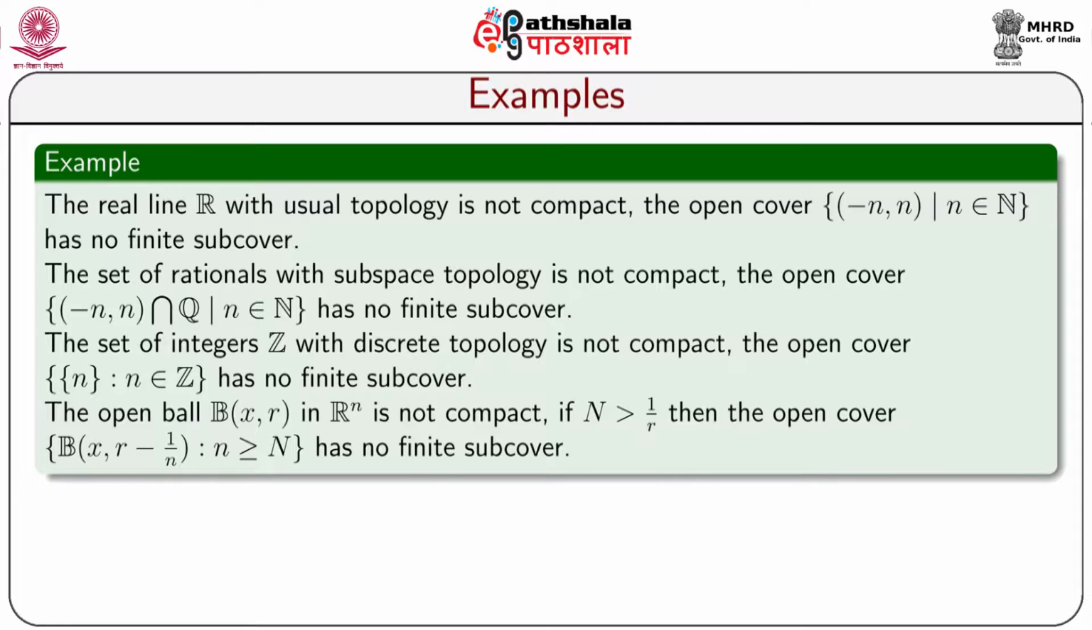The open ball B(x, r) in Rn, that means all y belonging to Rn such that the distance of y from x is strictly less than r, is not compact.